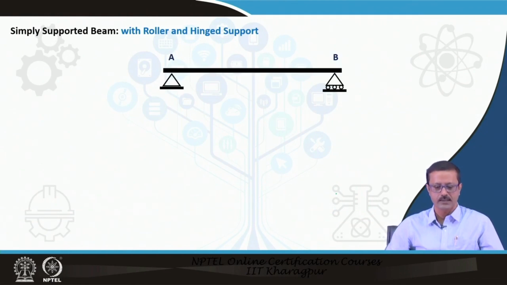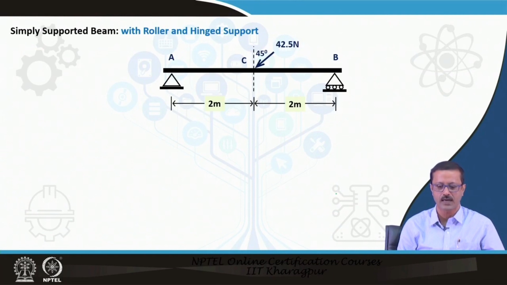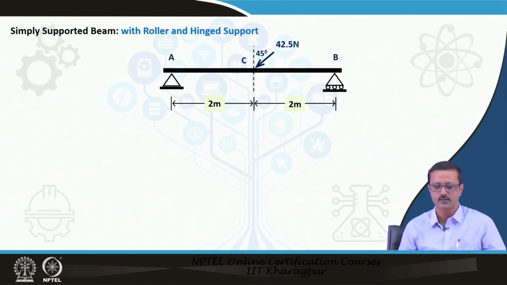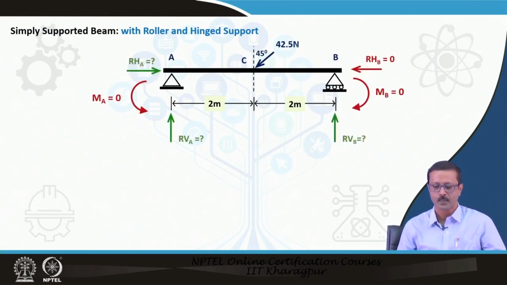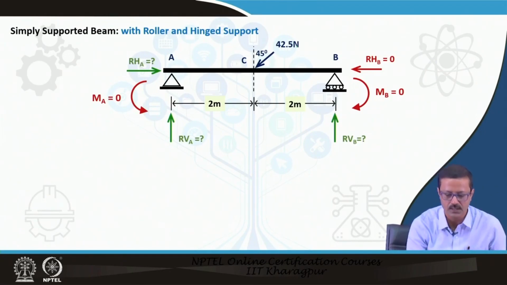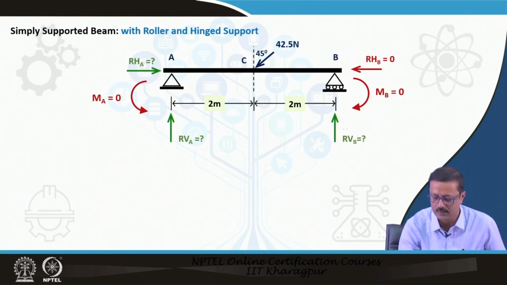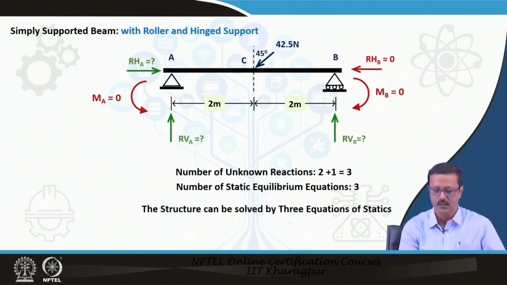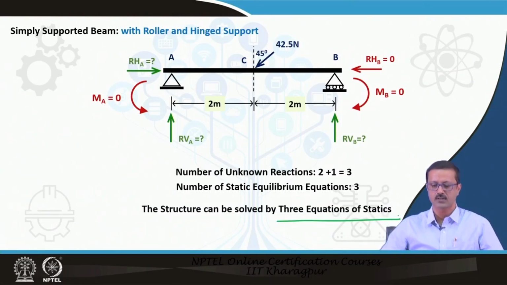Suppose this is a simple support with this kind of a case. I have an inclined force of 42.5 kilonewton at 45 degrees. As I know, you can resolve this force and we have those unknowns. The unknowns are these 2 and this is the third unknown. I have 3 equations, the unknowns are 3 and the equations are also 3. So, this structure can be easily solved by the 3 equations of statics.